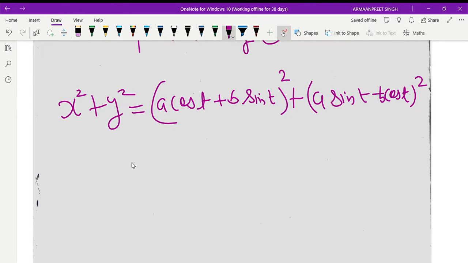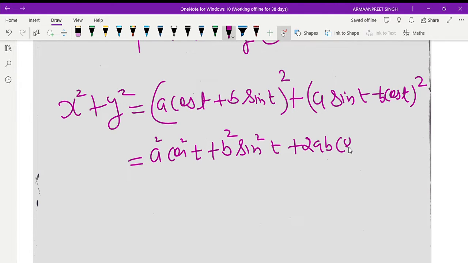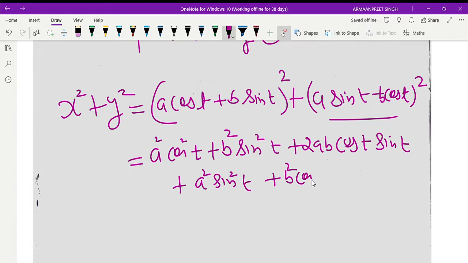So open this square: a square cos square t plus b square sin square t, then 2ab cos t sin t. Again by opening this, a square sin square t plus b square cos square t, and it is minus 2ab cos t sin t, and this term cancels out.